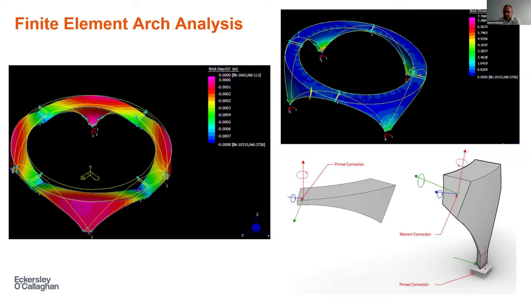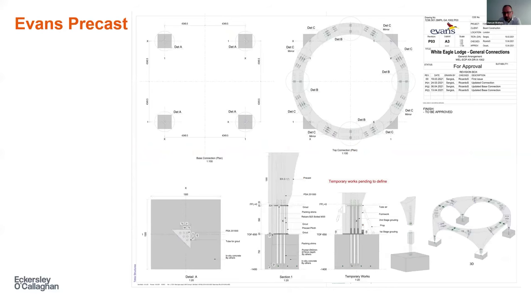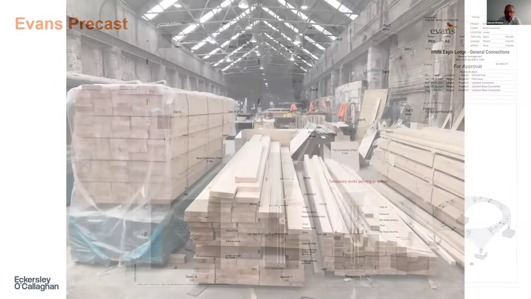Conveniently, the outcomes that we got were very limited deflections and we were happy with that. Then the next challenge was achieving the tolerances and making sure we communicated those forces back to Evans so that they could design the connections. They were great. They produced a fantastic set of fabrication drawings, effectively, which is rare to see in this type of project, precast concrete being used.